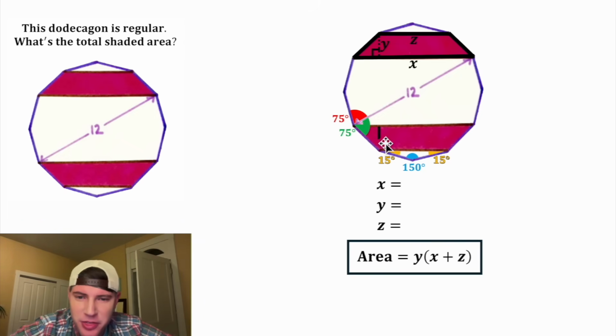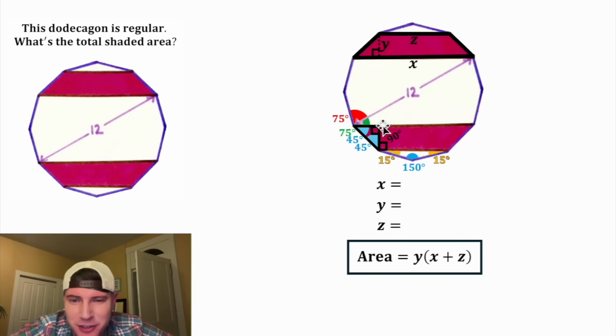And then let's draw this height of this trapezoid. It'll be perpendicular to this base, so this will end up being 90 degrees. And now we have enough information to find this angle here. Let's call it W degrees. Since all three of these make up an interior angle of this regular dodecagon, they all have to add up to 150 degrees. And this is 90, this is 15. That ends up leaving 45 for this angle here. And then if we draw this right triangle, these three angles have to add up to 180 degrees, which means this third angle will also be 45 degrees.